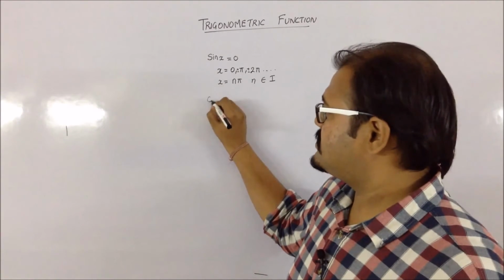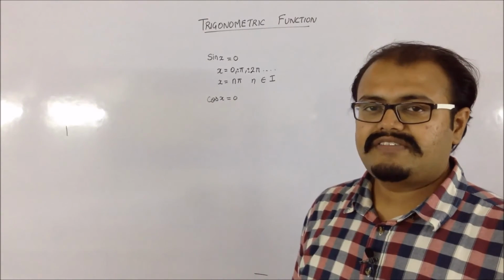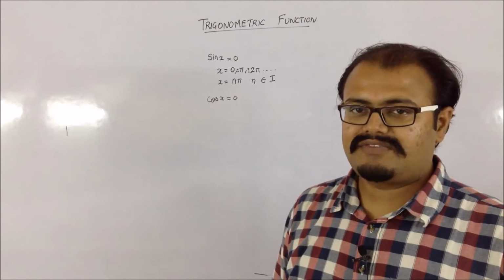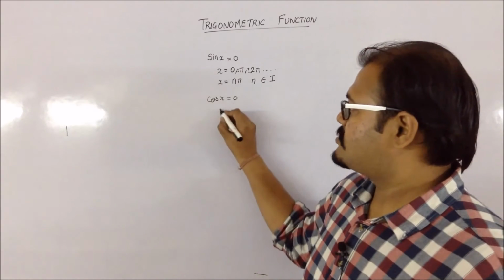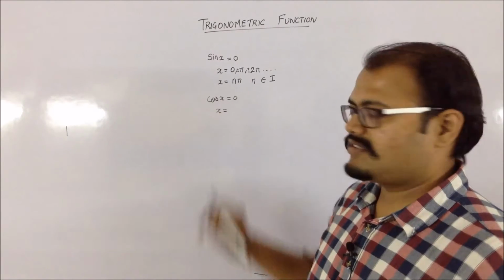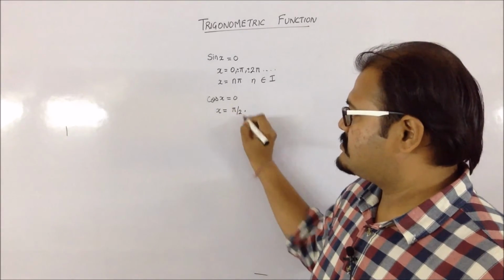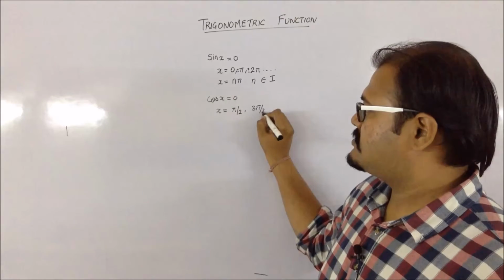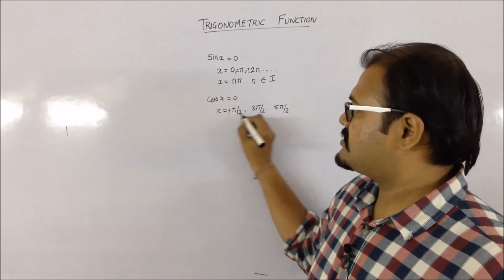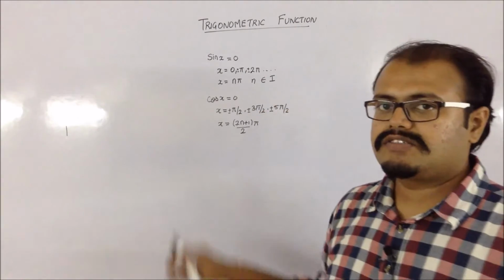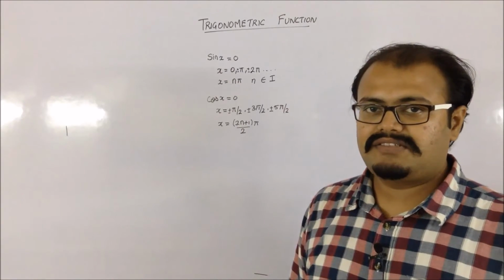Let me go for the next equation, that is cos x equals 0. So if I want to solve cos x equals 0, I have to find all those values of x for which cos is going to be 0. So I get cos as 0 at those values wherein I have pi by 2, 3 pi by 2, 5 pi by 2 and so on, both for positive and negative values. So if you generalize this, you get x equals (2n plus 1) by 2 into pi.